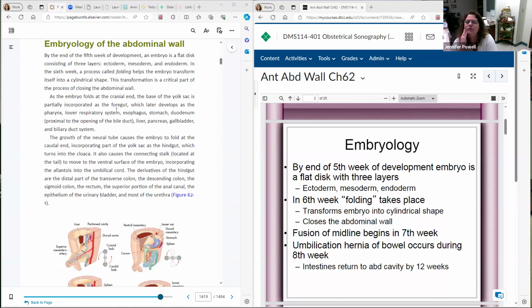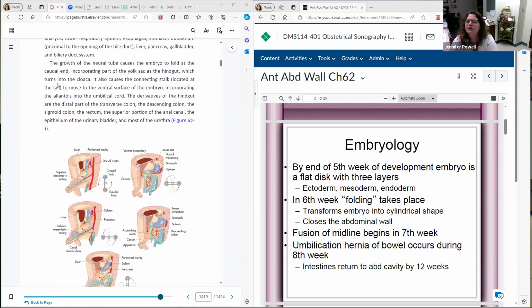As the embryo folds at the cranial end, the base of the yolk sac is partially incorporated as the foregut, which later develops as the pharynx, lower respiratory system, esophagus, stomach, duodenum proximal to the opening of the bile duct, liver, pancreas, gallbladder, and biliary tract duct system. Almost done. One more paragraph.